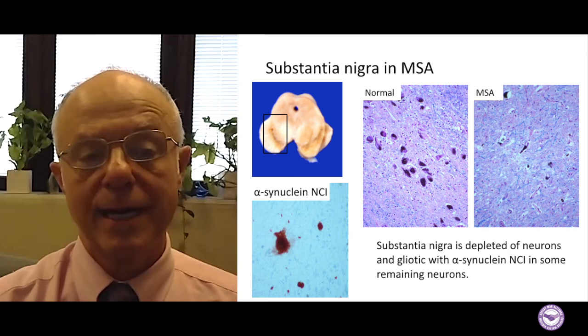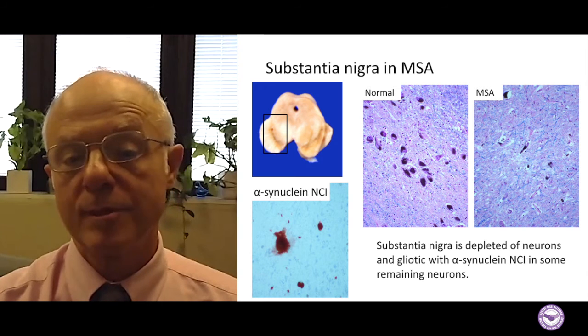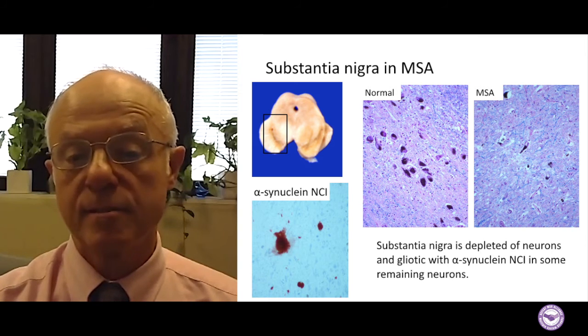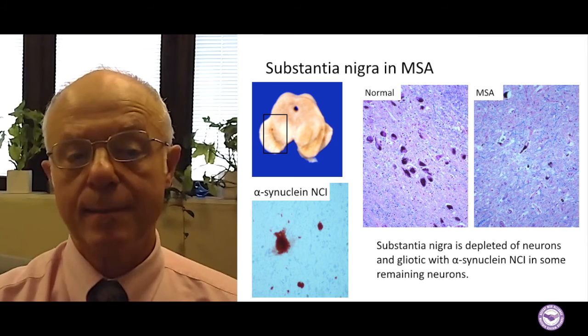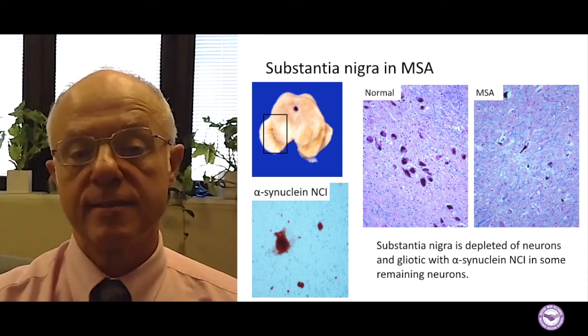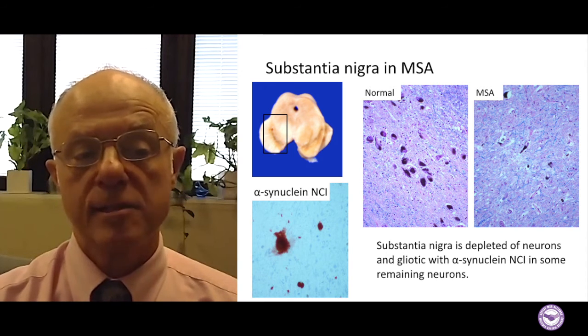Normally, the substantia nigra, when you look at it in a gross slice of the brain like this, is rather dark black. It's dark black because the neurons in the normal substantia nigra produce a pigment called melanin. We see that as brown pigment within the cytoplasm. This is normal.